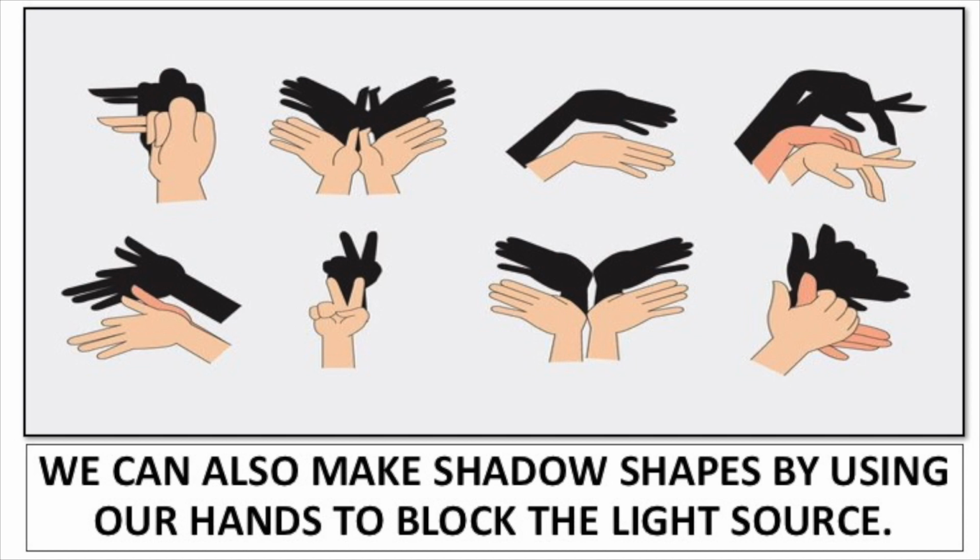So let's see, what do we think this shadow shape is? A bird? How about this one? Snake. This one? Maybe a spider or a crab. How about this one here? Dog. I think a dog too. Here, rabbit. And then another dog or maybe a fox. But you can see how we can use our hands to make different shadow puppets.